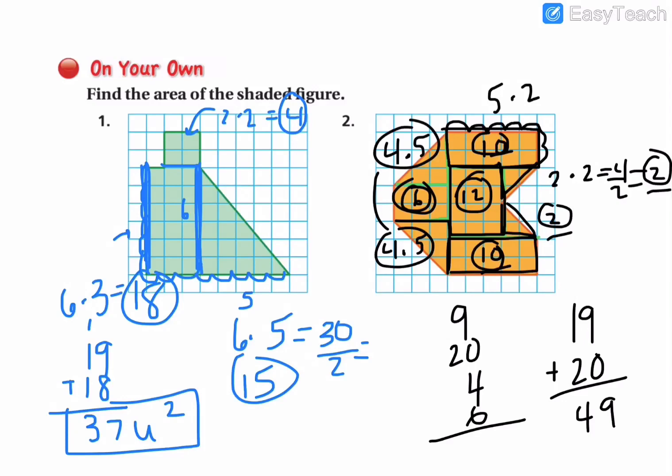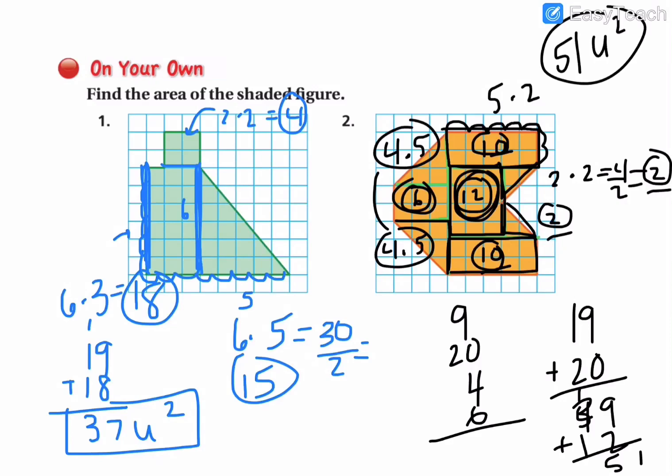And one last guy that I almost forgot was right there. That should be a 3. And that gives me 51. Sorry for the mistakes there, guys, but hopefully that's a learning experience. So this one is 51 units squared.